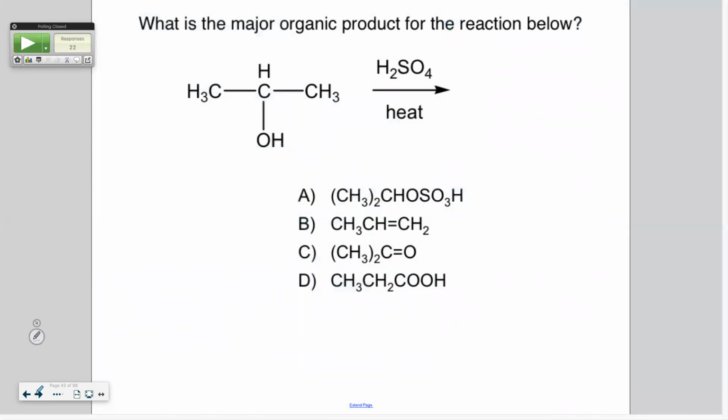Okay, so look at this reaction. You're going to lose the OH, and what else? What do you think the major product is?